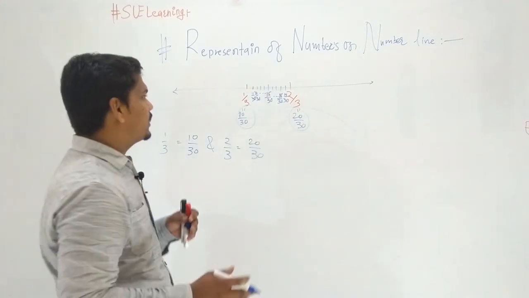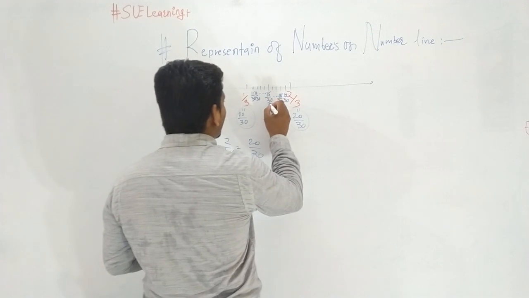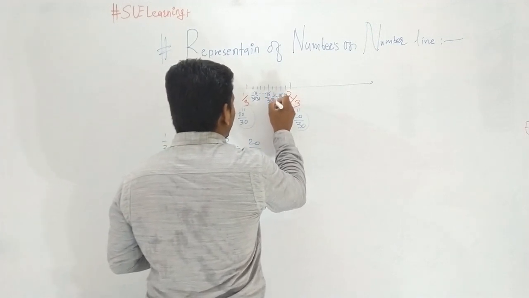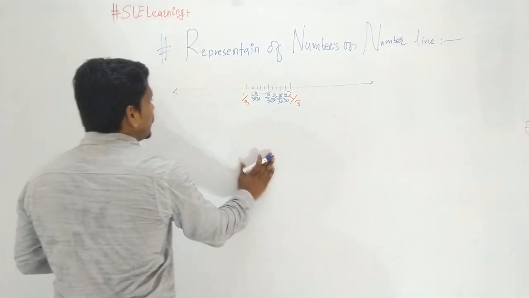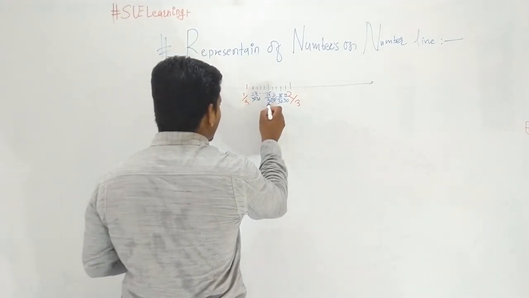Now I am going to increase my number, this 15 by 30 to 16 by 30. I am going to check how many numbers are there in between 15 by 30 and 16 by 30. Just zoom it.